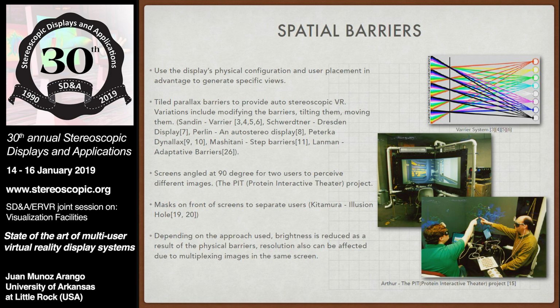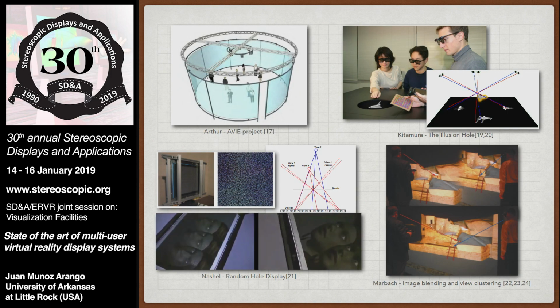Now, depending on the approach used with spatial barriers, brightness is normally reduced, and resolution is affected, of course, because you are multiplexing. You only have so much resolution on your screen, right? Other projects that use this approach are, for example, the AV project. This one is basically a VR theater with a 360-degree screen with omni-stereo at the center. So if you're at the center here, you have a perspective correct view.